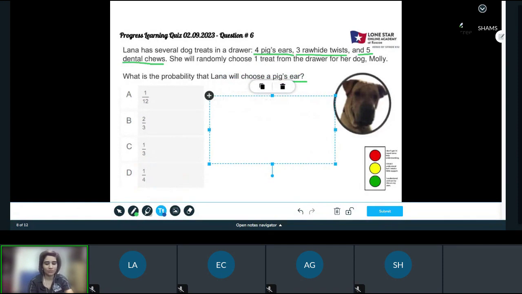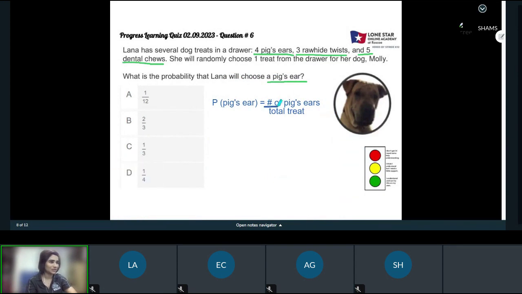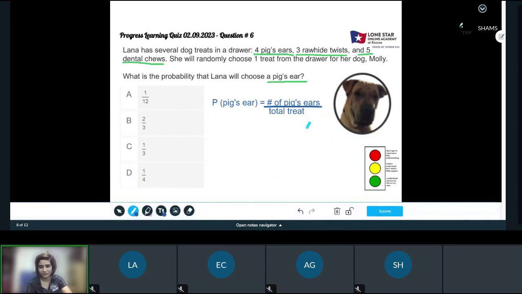What I will do for probability of getting pig's ear, that's the name of a treat, the formula could be number of pig's ears over total treats. If you do that, you get probability. That's a simple formula Landon helped me come up with in our general session. Right? If you express it like this, there you go.